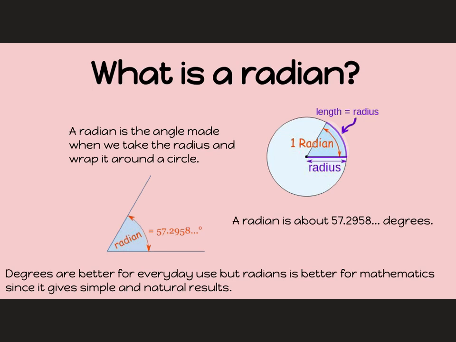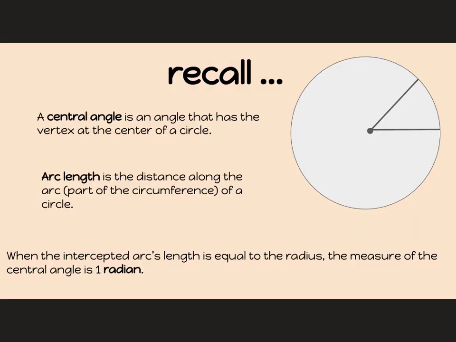It says a radian is about 57.2958, and it goes on and on and on, degrees. Typically you use degrees for everyday use, but radians are better for math because they give us simple and more natural results. I'm going to keep going.